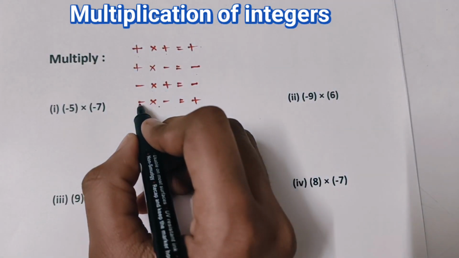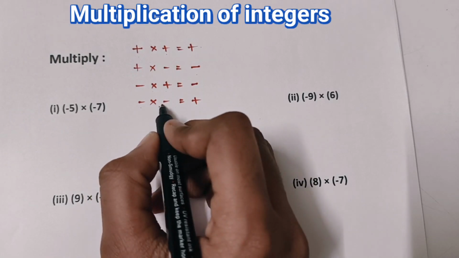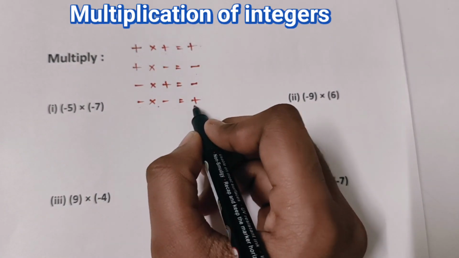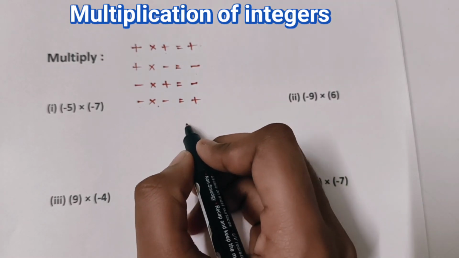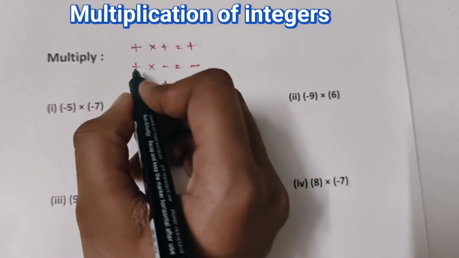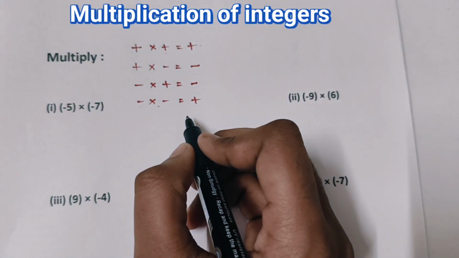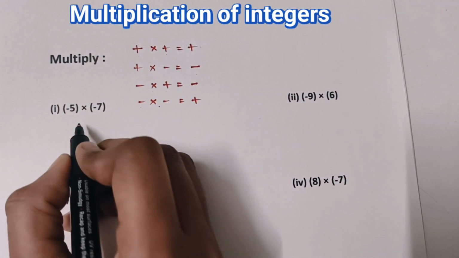And if for the numbers we have the negative symbol, that is, both the symbols are equal here, so we get the answer in the positive, that is plus symbol. If for the two numbers the symbols are different, we get the answer in the negative form. So first, let's get into the first question.